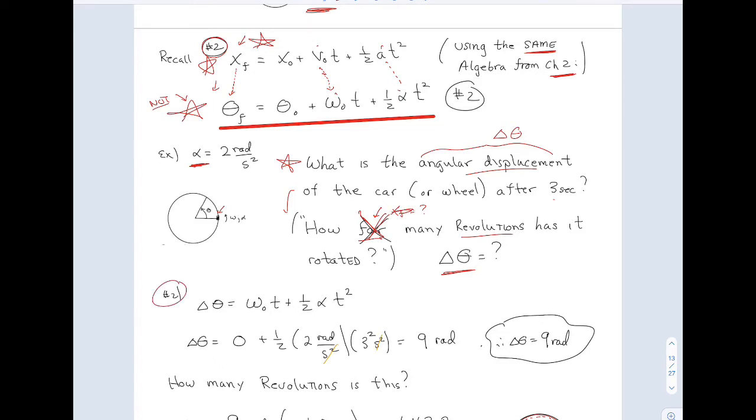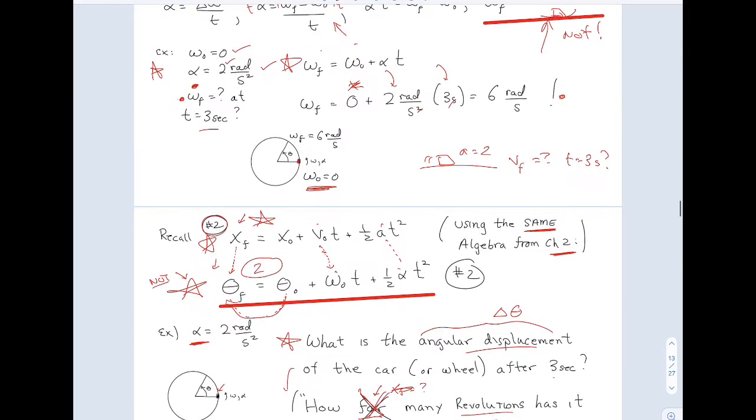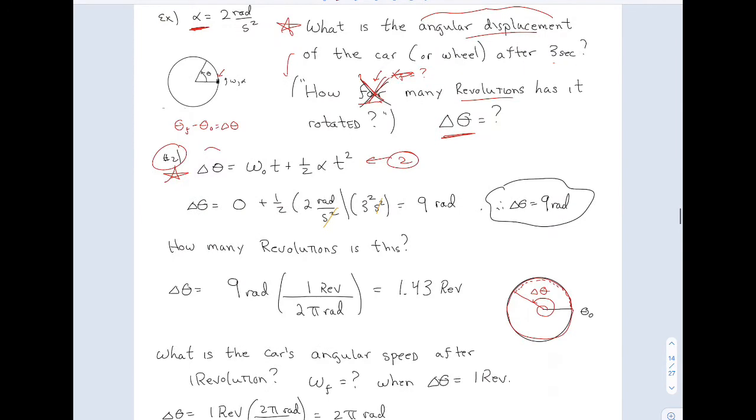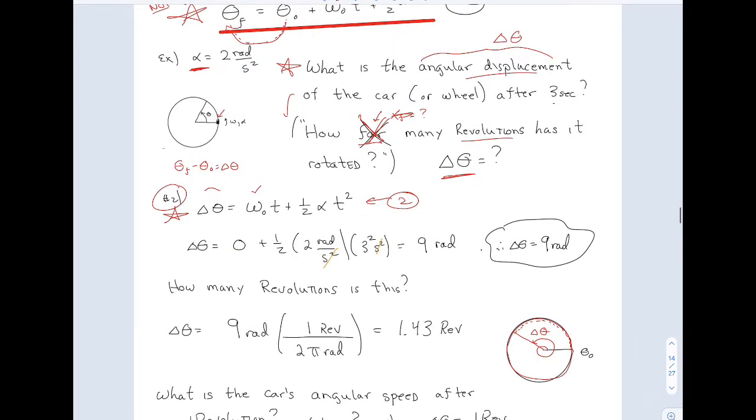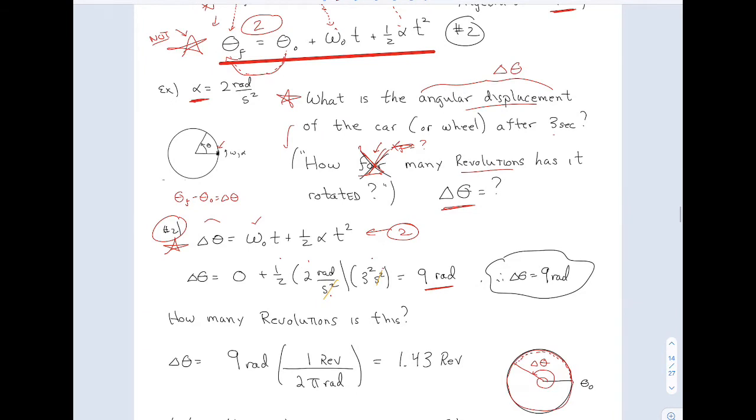This is equation number 2. Here I wrote equation number 2, and I brought theta initial over, right? So theta final minus theta initial is delta theta. I bring this thing over, then I can write this as delta theta. So this is equation number 2. This is the same car where initial angular speed was 0. So initial angular velocity is 0. And I have 1/2 alpha t squared. The s's cancel, and I wind up with 9 radians. So that's my angular displacement.